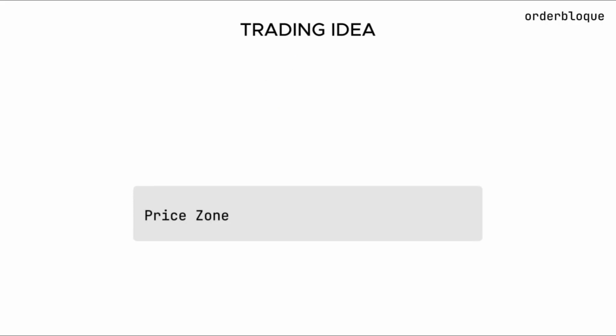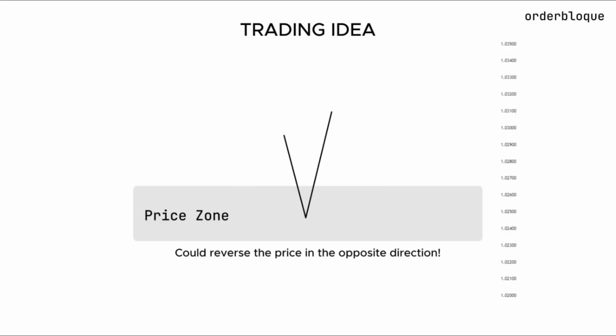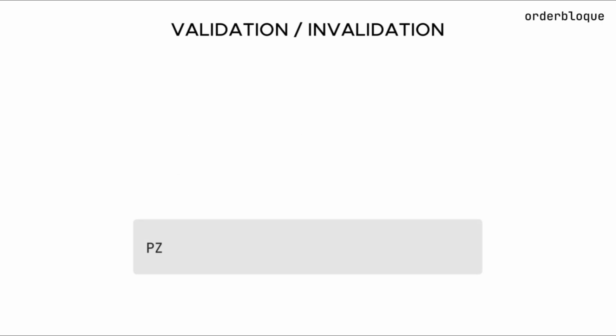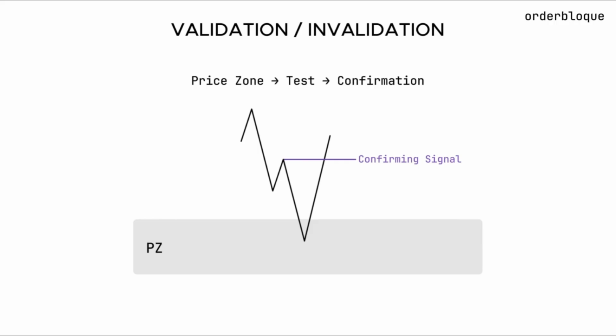Let's say that during our analysis, we discovered an important zone on the chart that interests us and, in our opinion, could reverse the price in the opposite direction after being tested. In other words, we have an idea that this zone may provide a reaction that we can monetize. After forming an idea, the next stage is validation or invalidation, which constitutes the third step. For this, we need to wait for the selected zone to be tested and then receive a confirming signal that the price is ready to move in the opposite direction.